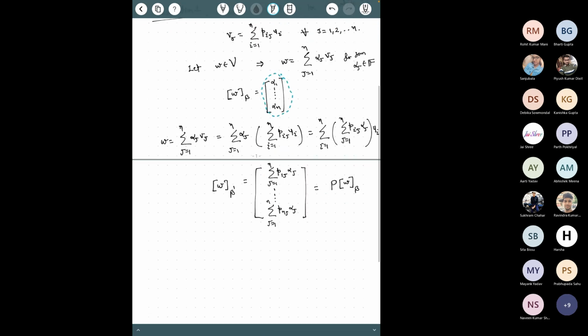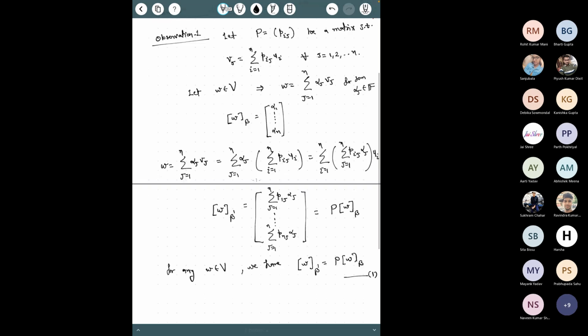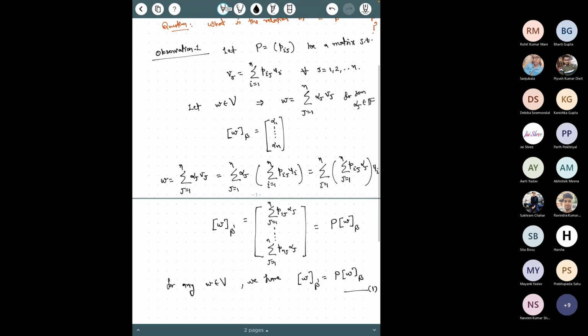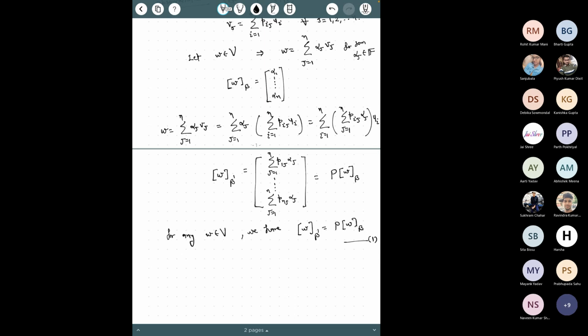So what we can say from this observation is that for any W in V, the matrix of W with respect to B dash is equal to P times the matrix of W with respect to B. Let us denote it by equation 1. Okay. So if P is a matrix where the columns are nothing but the coordinates of vectors Vj when you write them in terms of the Ui's, then for any W, the matrix of W with respect to B dash is equal to P times the matrix of W with respect to B. This is what we have observed.